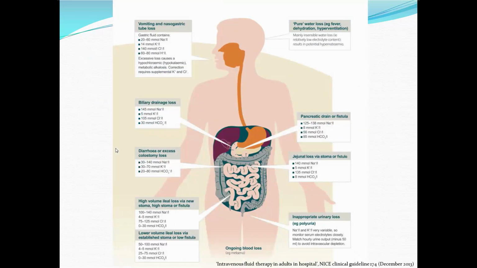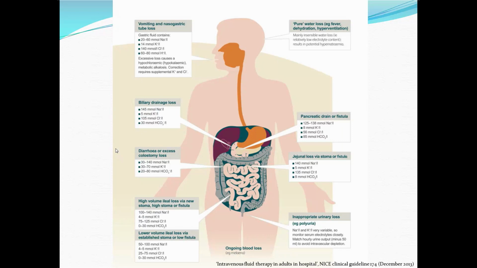So this is where that limb of the algorithm gets a little bit more complicated depending on what you're replacing. And so really thinking about, what part of the GI tract are we losing fluid from? And do we have urinary losses or other insensible losses to account for? So in this particular case, it's NG output. So it's gastric fluid, and then possibly biliary and pancreatic fluid as well. But primarily it's going to be gastric fluid.